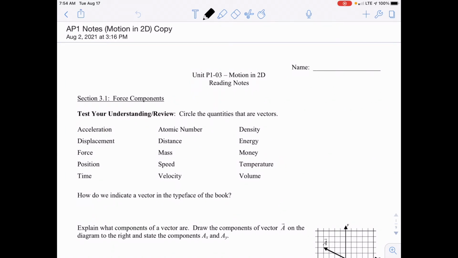Hello and welcome. In this video, we're going to take a look at the notes for kinematics motion in 2 dimensions. Please remember to pause or rewind the video as needed. Let's begin. We start off with a test your understanding review. Circle any quantities that are vector quantities. Please pause the video and attempt this yourself.